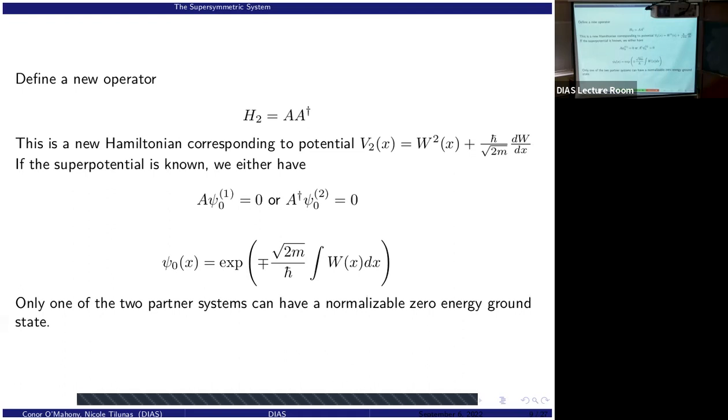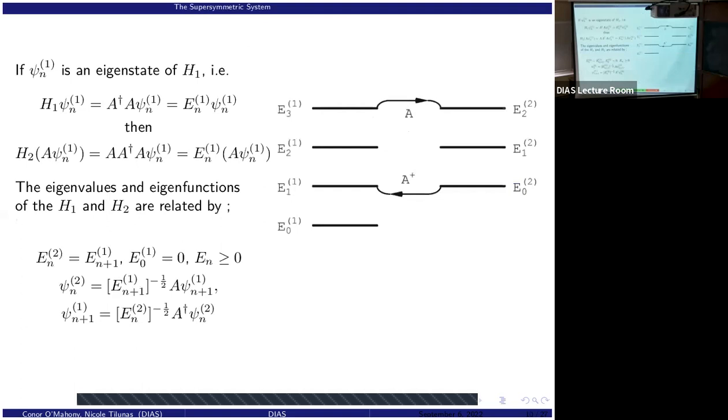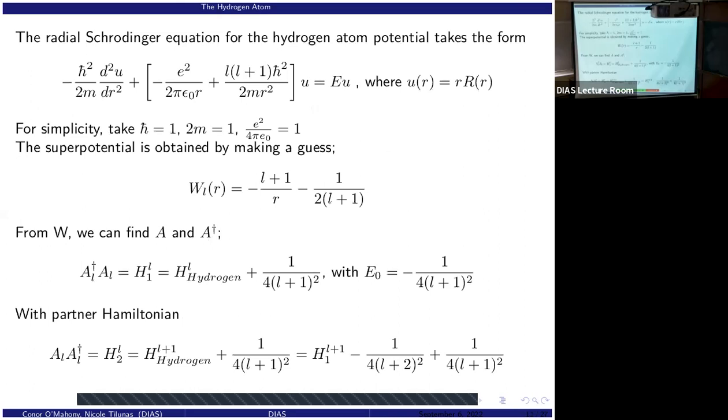Sorry, what was that? What was the question? You didn't have any spinors. That was the statement. Okay. That's part of two dimensional space. That's the second internal term. When you combine the two partner systems, for example. Yeah.